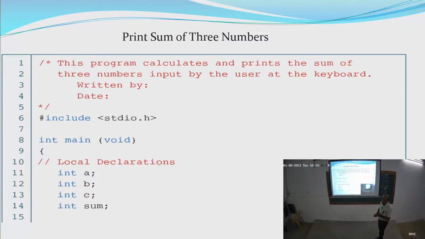This is an example program for printing the sum of 3 numbers. Sum means addition of any 3 numbers. First we include the header file and the main function. The int main means it returns an integer value, that is the type of the value returned by main, an integer value returned to the operating system. So we give int main, and since we use int, we use a return statement at the end of the program. Here we declare 3 variables a, b, c of integer type, and sum also of integer type. These are called local declarations.